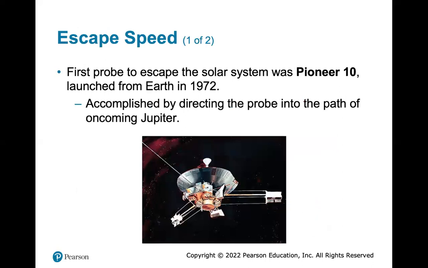No, that's it. The first probe to escape the solar system was Pioneer 10, launched from Earth in 1972 when I graduated from high school. I remember it. It was accomplished by directing the probe into the path of oncoming Jupiter. That was intentional. Let it pass by Jupiter, and Jupiter will accelerate it outward towards the edge of the solar system. It's called gravitational assist, and it's used often when you swing a satellite near a large planet. You get a gravitational assist that accelerates it to a higher velocity.